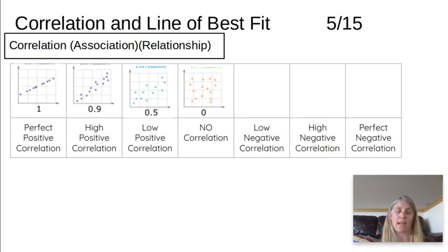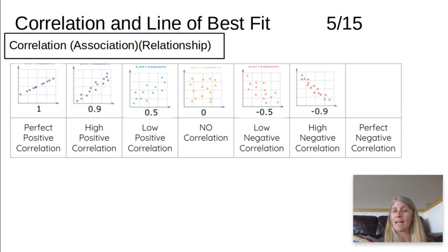Next, we have a low negative correlation. I want you to see that now we're working in the other direction. It's like a negative slope if you were to draw that line. So this is a low negative correlation. There's some kind of relationship, but not a real tight one. Next, we have a high negative correlation with a negative 0.9. And as you can see, it's being grouped closer and closer together. And finally, the perfect negative correlation of -1, as you can see, forms a straight line.